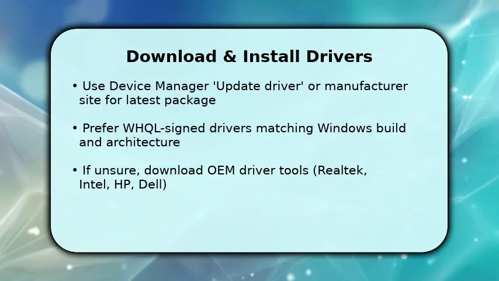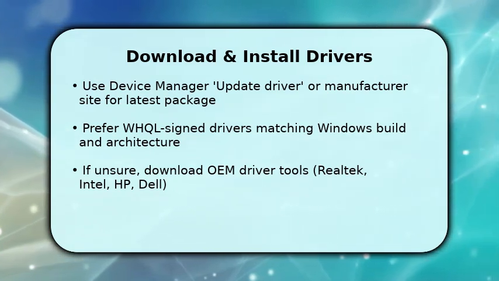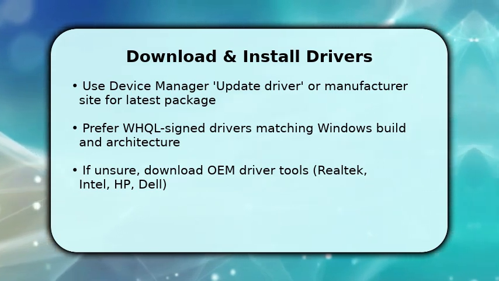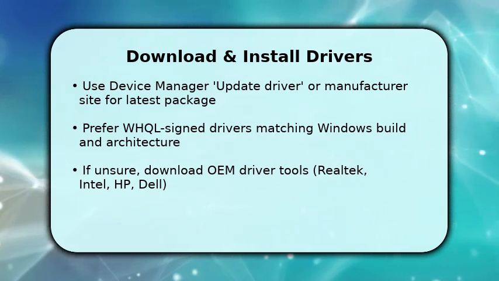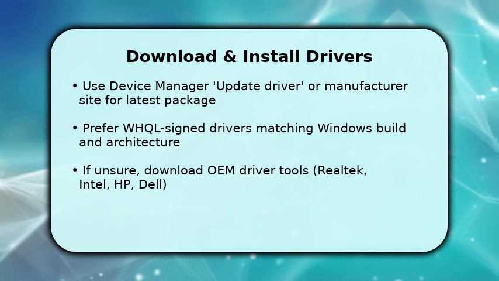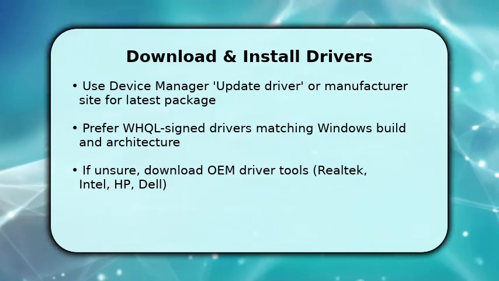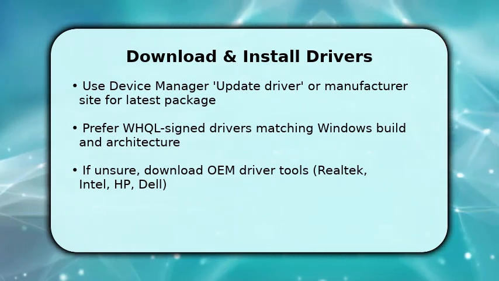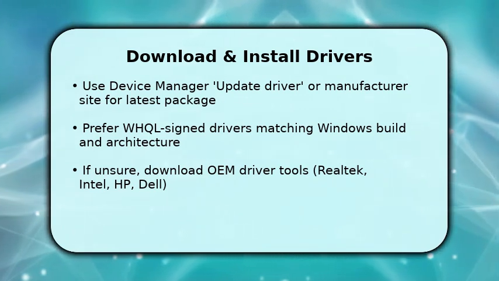Now you fetch and prepare the driver. You can click Update Driver in Device Manager and choose Browse My Computer, or download the exact WHQL-signed package from the audio chipset manufacturer. Once downloaded, run the installer as administrator. If it's a ZIP, extract then run Setup.EXE. During install, follow on-screen prompts and allow a reboot when prompted. If the installer fails, run compatibility mode for Windows 8 or 7 and retry. This often resolves legacy package issues.